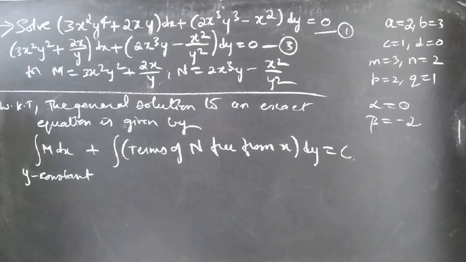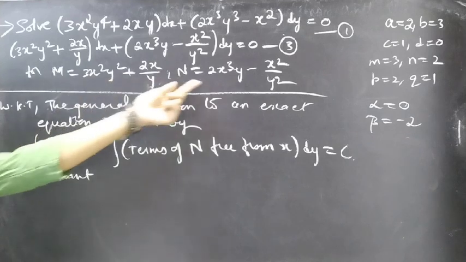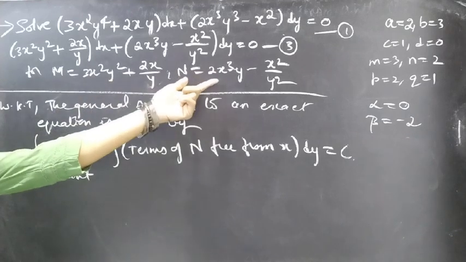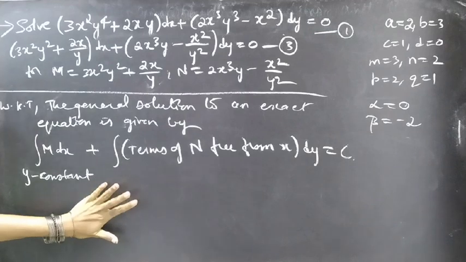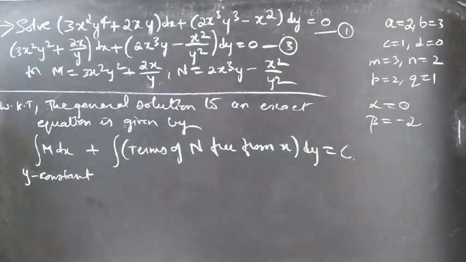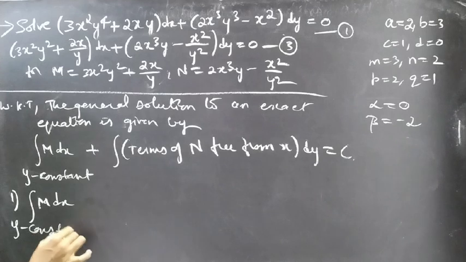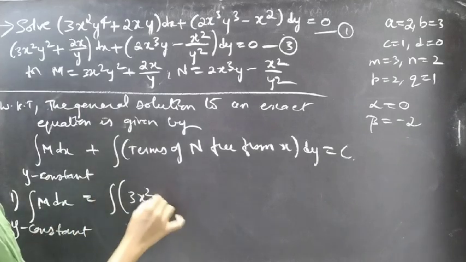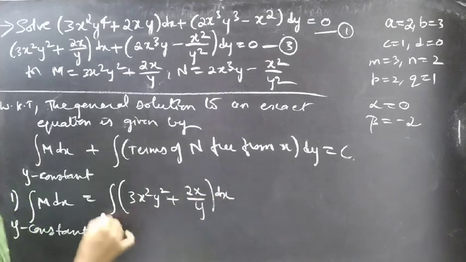Here our exact equation is equation number 3, and for M equal to 3x square y square plus 2x by y, and for N equal to 2x cube y minus x square y square, we'll find these two integrals to find the general solution to equation 3. I'll begin with the first one: integral M dx treating y as constant, equal to integral of 3x square y square plus 2x by y into dx. Here y is constant.